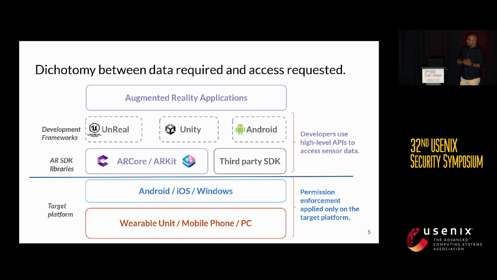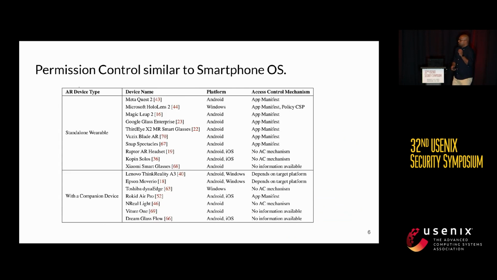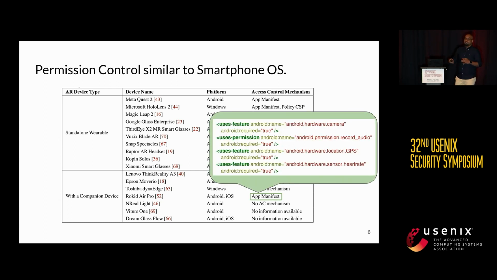Now, this is where it creates a dichotomy between what kind of data is required and how the sensor access is handled. To further clarify this, we looked at 17 devices from different manufacturers and how, as a developer, if you want to publish your application for one of these devices, you go about defining what sensor data you need. It turns out almost all of these devices use some variation of the smartphone operating system model, which, in most cases, is the Android app manifest file, a very coarse-grained structure of defining access control decisions. Now, this is where the problem arises.